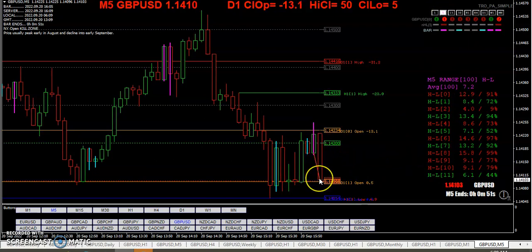And just looking here, I can see that's a return bar. We had lots of return bars.